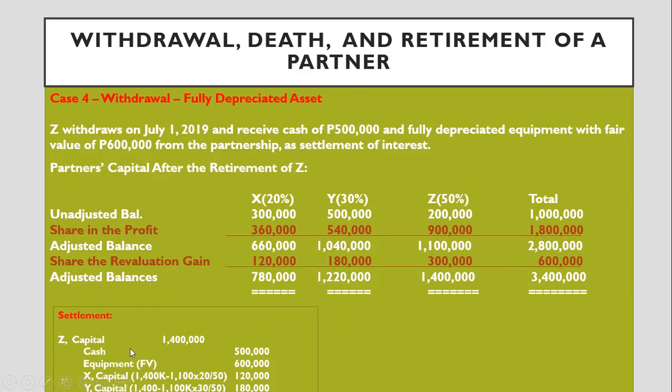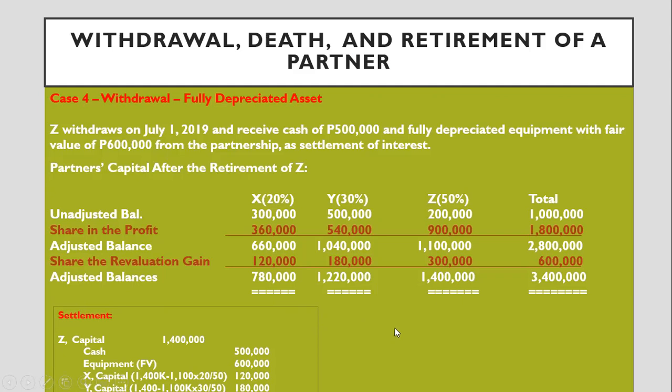So to record the settlement, it's a debit to Z capital 1,400,000. Debit cash 500,000, equipment 600,000. Then take note, X capital and Y capital were credited. So this would mean that the old partners were given a bonus.